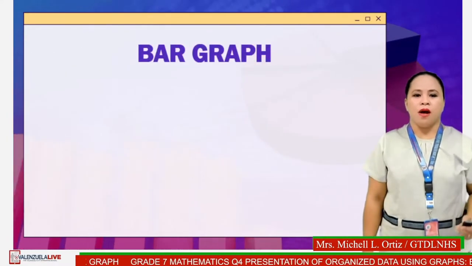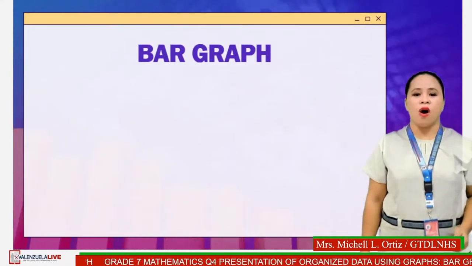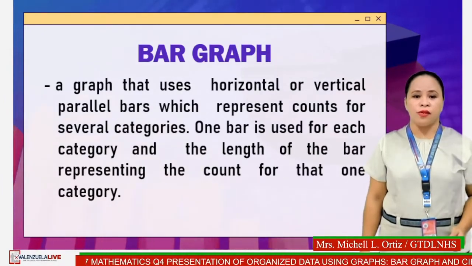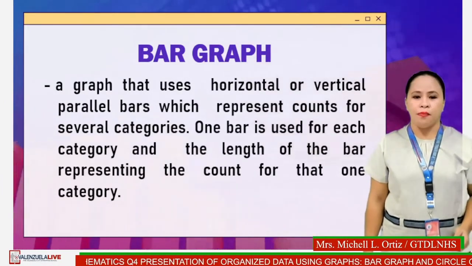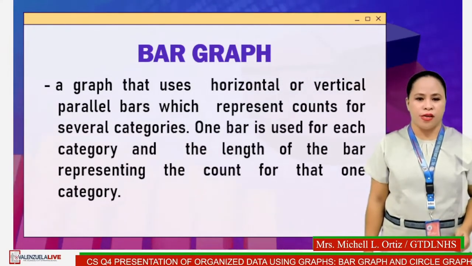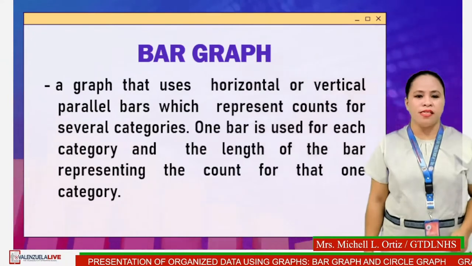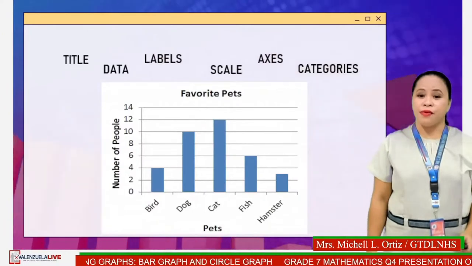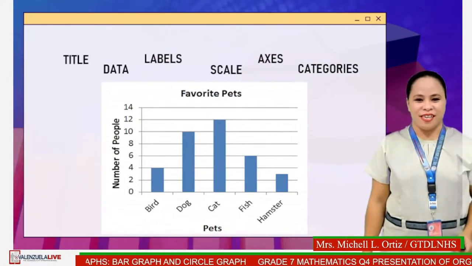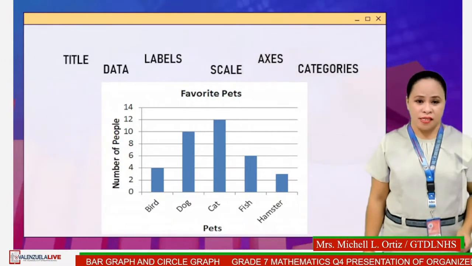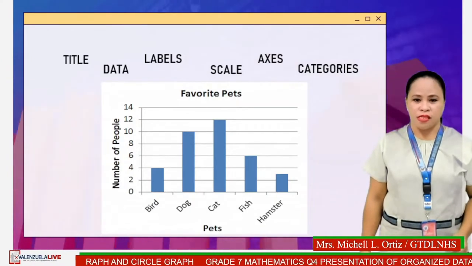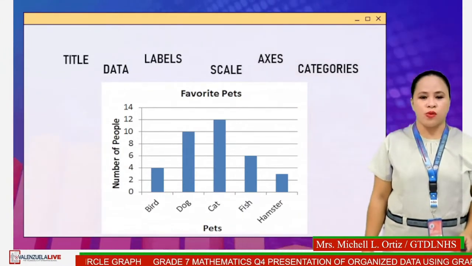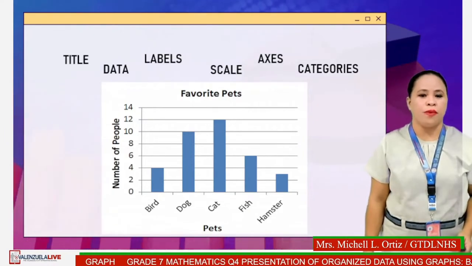Bar graph. Bar graph is a graph that uses horizontal or vertical parallel bars, which represents counts for several categories. One bar is used for each category, and the length of the bar represents the count for that category. A bar graph and the rest of the graphs we are going to study have the following parts: title, the data, labels, fields, axes, categories, and the source, which is actually the frequency table on which we base our data.